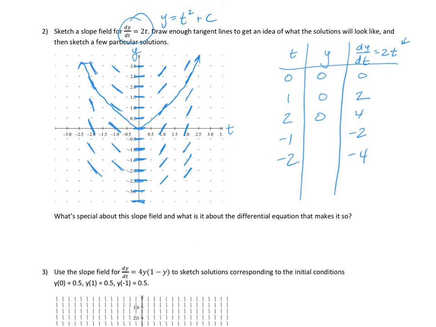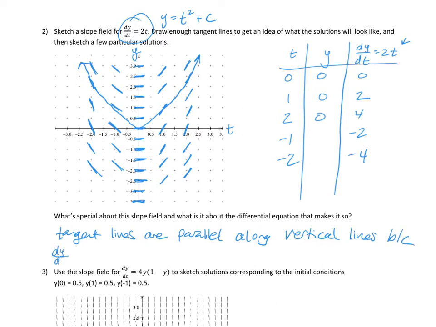Okay, so what's special about this slope field, and what is it about the differential equation that makes it so? The tangent lines are parallel along vertical lines because dy/dt depends only on t. Doesn't matter what y is.